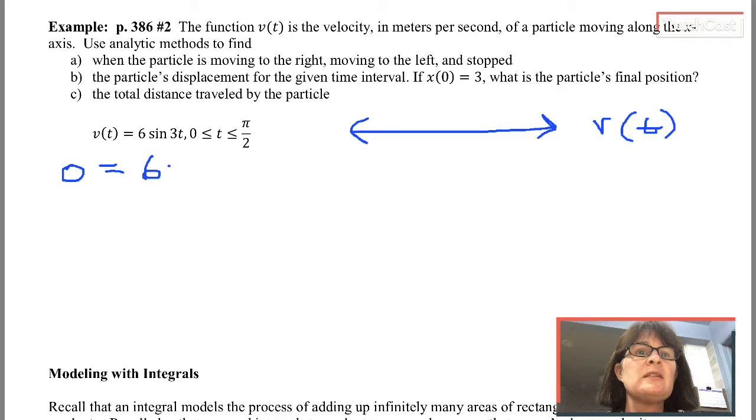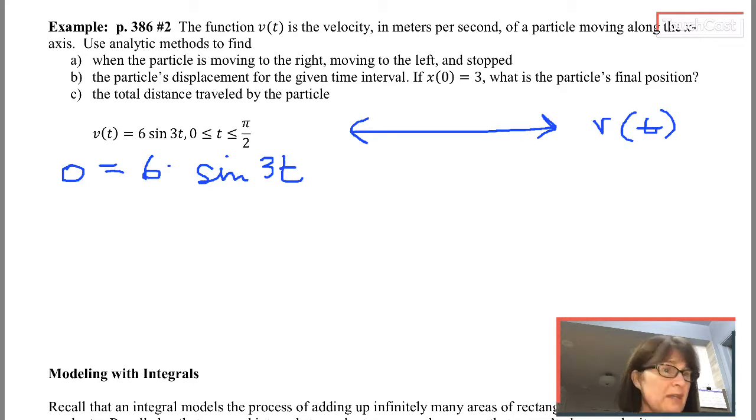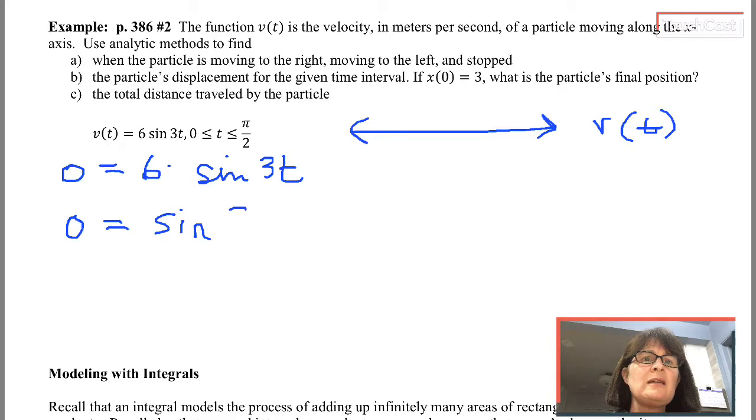So 6 times sine of 3t. I need that to equal 0. I'm thinking of using the zero product property, but 6 is never equal to 0, so that's not going to help me get any solutions. I need to know when sine of 3t is equal to 0. So the way I solve trigonometric equations, I need to think of what I could sine so that the result is 0. Well, that's 0.